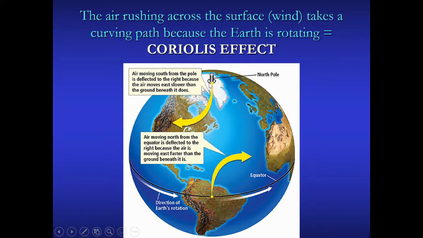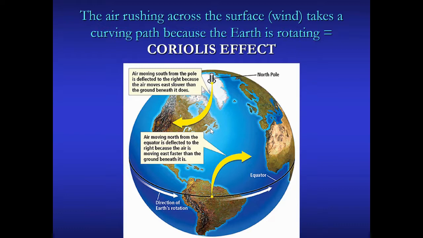Now, as the wind blows from the North Pole to the equator, the Earth is constantly rotating, right? So because the Earth is rotating, the path of the wind actually curves. It curves in a clockwise direction. And this effect of the winds curving because of the Earth's rotation is called the Coriolis effect. It's named after a scientist who studied it. But wind curves because of the Coriolis effect.